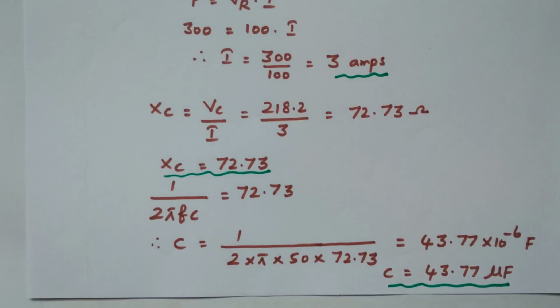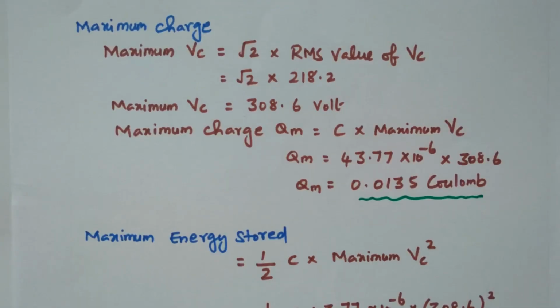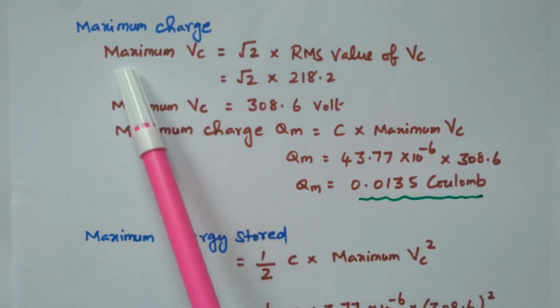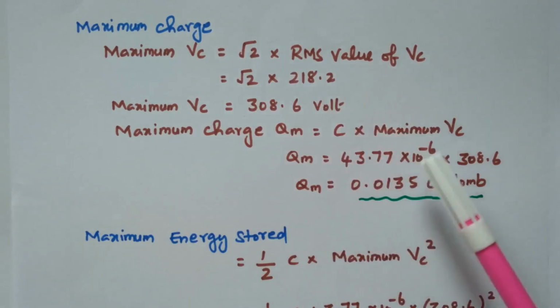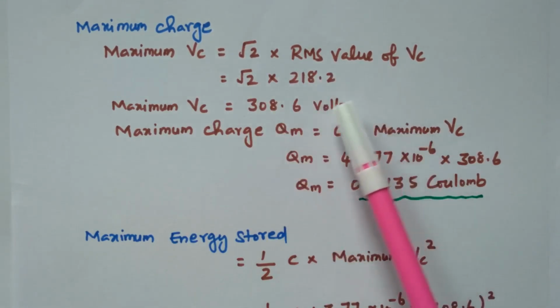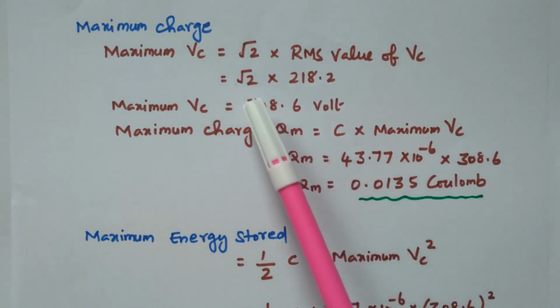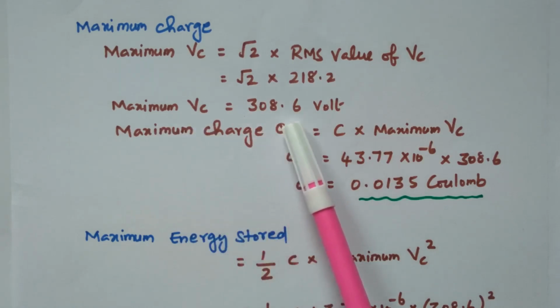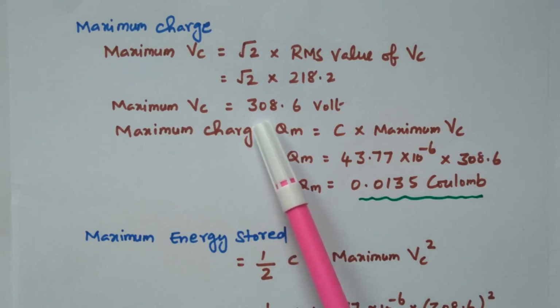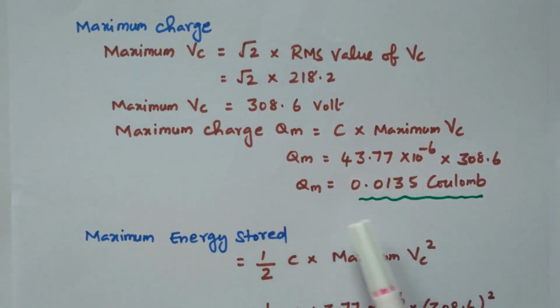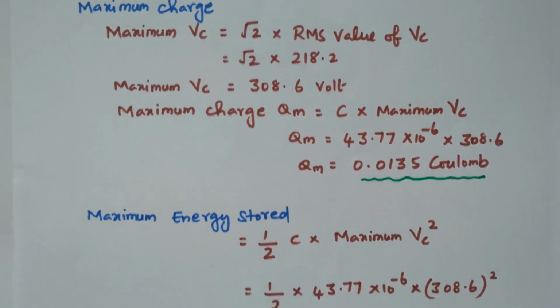Now we'll go to the maximum charge and maximum energy stored. The maximum charge QM is nothing but capacitance multiplied by maximum VC. The capacitance value we already calculated, 43.77 into 10 to the power minus 6. So we need the maximum VC first. Maximum VC equals root 2 into the RMS value of VC, which is 218.2, that we also calculated. By simplifying, maximum VC equals 308.6 volts. Now substitute this value here. By simplifying, we get the maximum charge as 0.0135 coulomb.